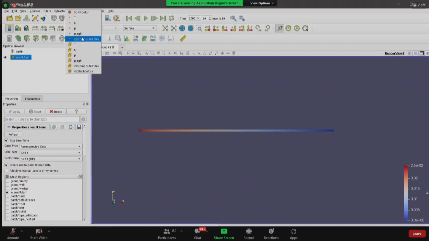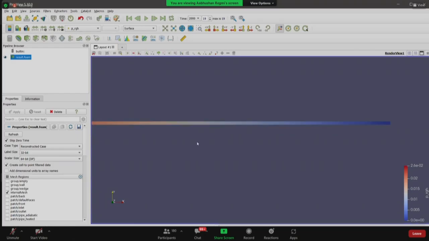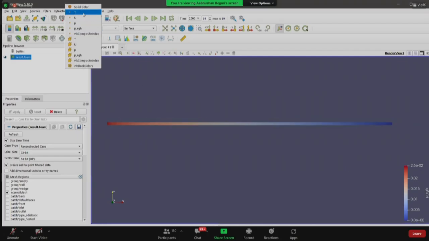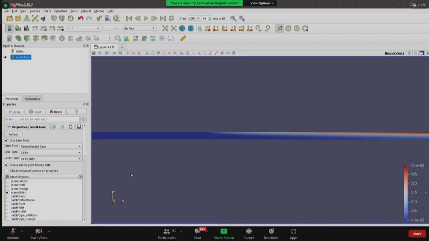Okay. And this is the PRGH. This is the modified pressure that was being calculated. But since in our case we are ignoring gravity, our PRGH and P are the same. That's why you see no changes between them. And again, this is the temperature.